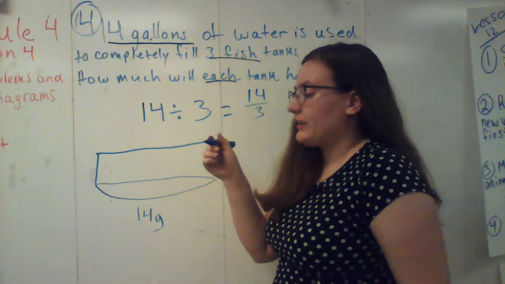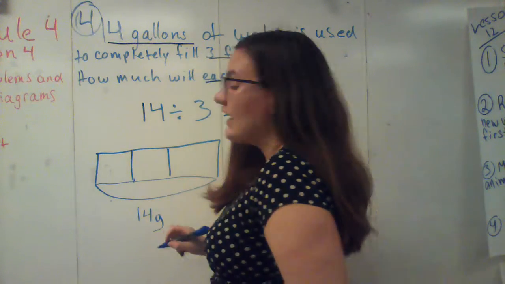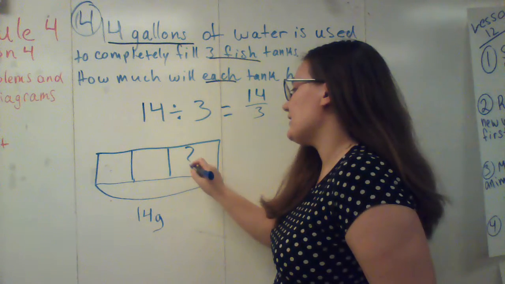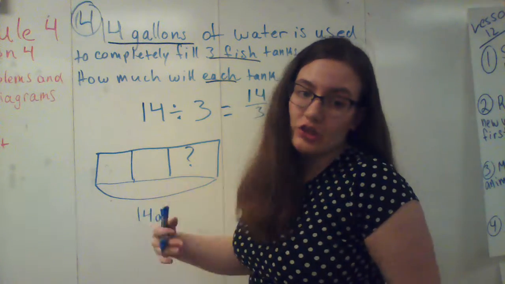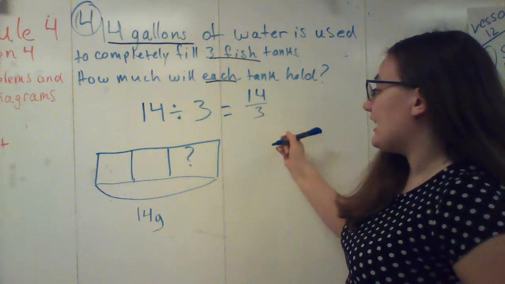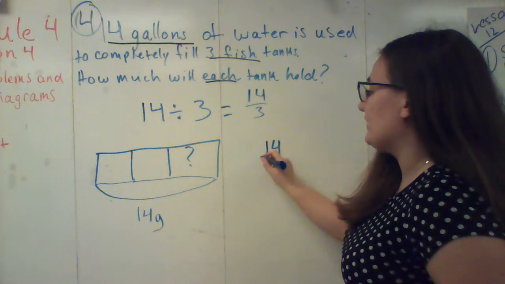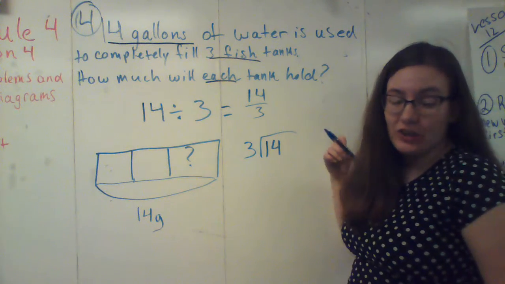So since I'm dividing it between 3 fish tanks, I'm going to be cutting this into thirds. And I need to figure out what one of these tanks holds so I can figure out what each of them holds. And to do that, I can set up a standard algorithm this time. So I have 14 divided by 3. And now I can start solving.